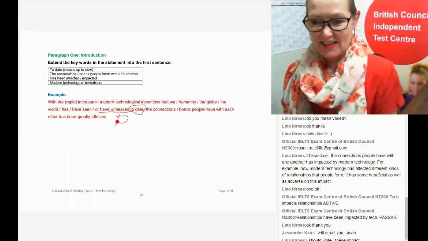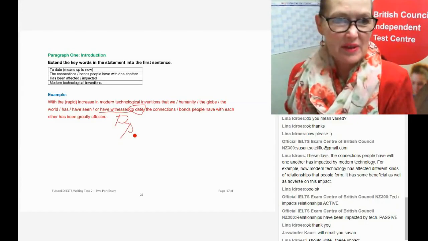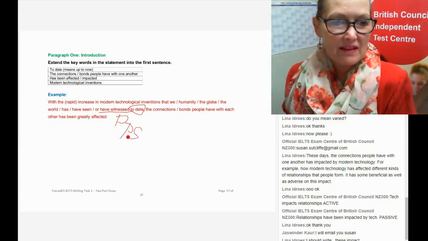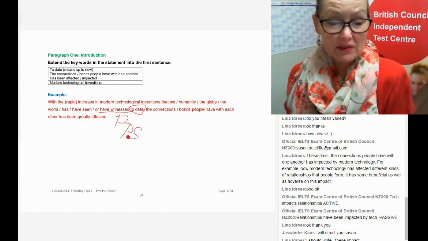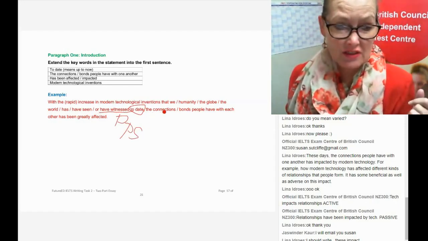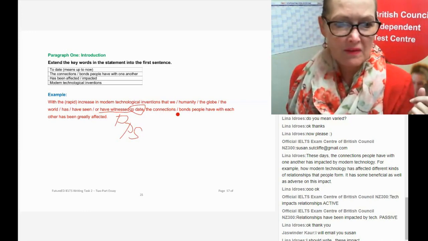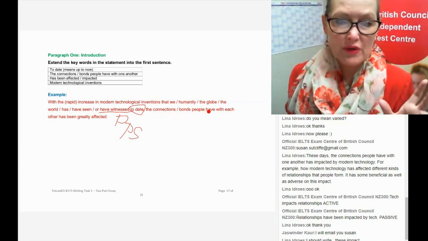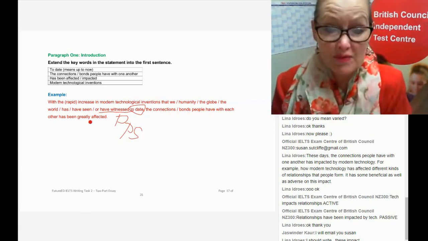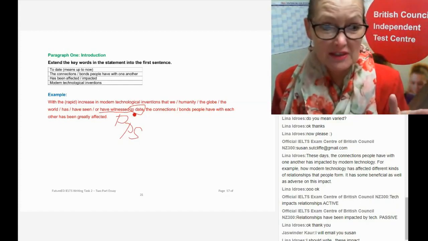Let's have a look at the next slide. All right, so here we go. So here's my example of the first sentence in the introduction, using those words and adding a little bit more. This is where the creative part of writing comes in.